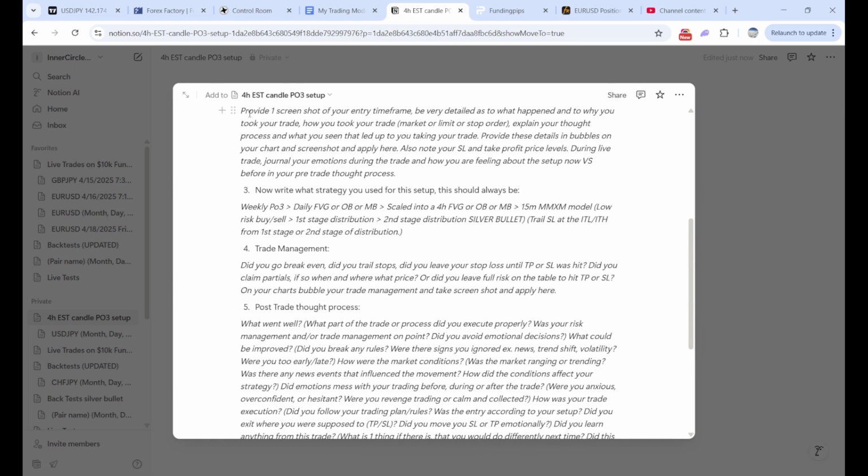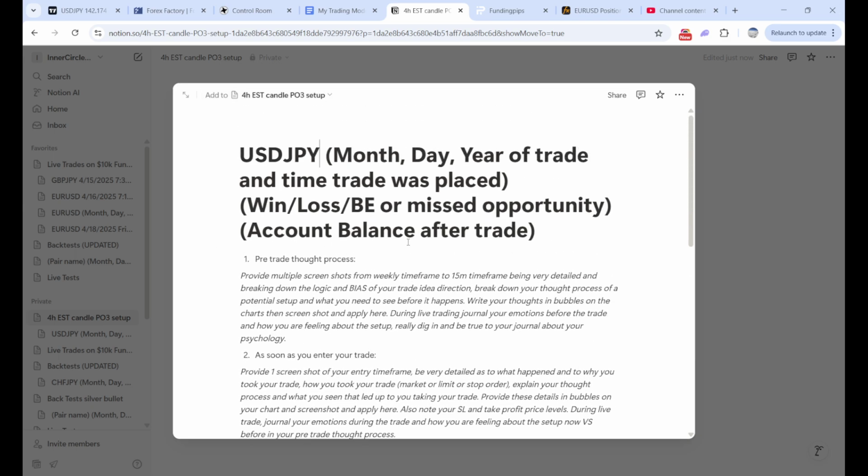But truthfully, this actually wasn't a 4-hour Eastern Standard Time candle power of 3 setup. This was more so a 4-hour into 15-minute market maker sell model into a second stage distribution silver bullet setup. So I would correct those kinds of things.